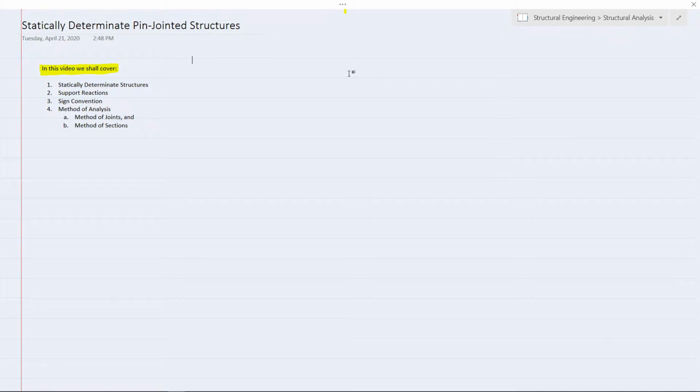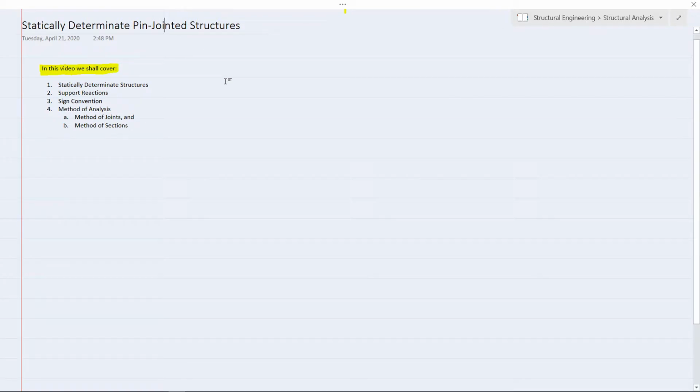So in this lecture, what I am going to cover is as follows. First we will see statically determinate structures. What are statically determinate structures? What are the concepts? And how can we calculate the support reactions? And what are the sign conventions for internal forces? And then we will go for methods of analysis, like method of joints and method of sections. This will be only for statically determinate pin jointed structures.